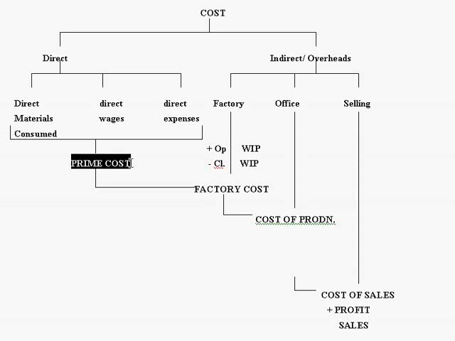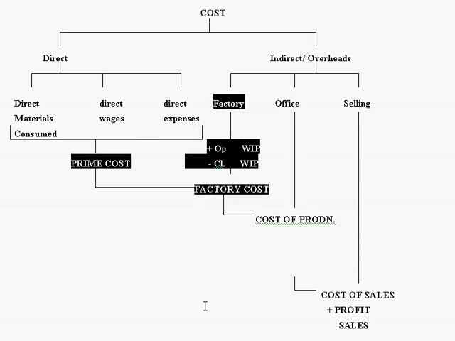Prime cost plus factory overheads plus opening work in progress less closing work in progress will now be called as factory cost. So opening and closing work in progress are adjusted after adding the factory overheads, but before adding office and administration overheads. Is that very much clear? Why the position is here? You understood?